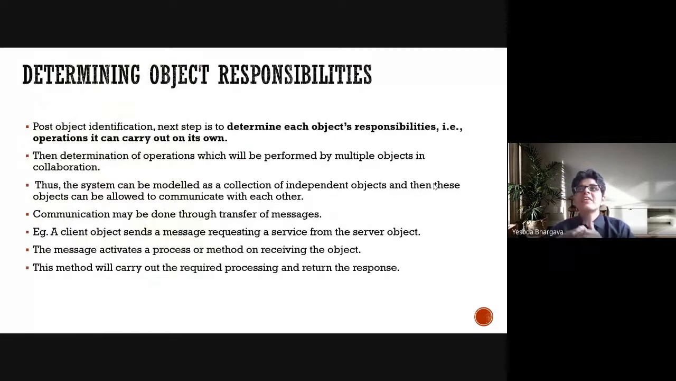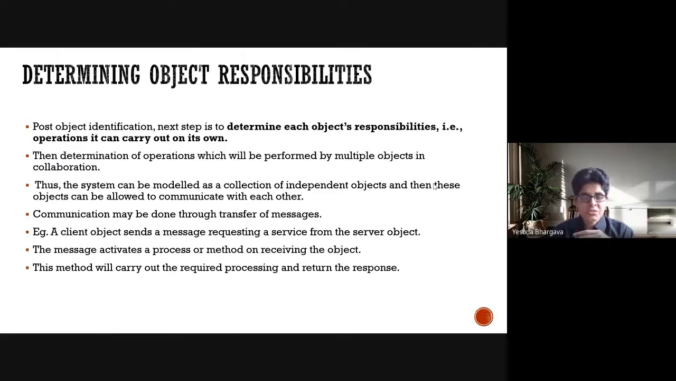So after you have identified the objects, you need to determine the object responsibilities. Objects without responsibilities and services will not fulfill the functions of your system. So basically you have to provide them operations that they will carry out on their own to fulfill some function in the pipeline of functions to provide the overall functionality or the overall meaning to the product that you are making. So basically, communication can be done through transfer of messages across the objects.